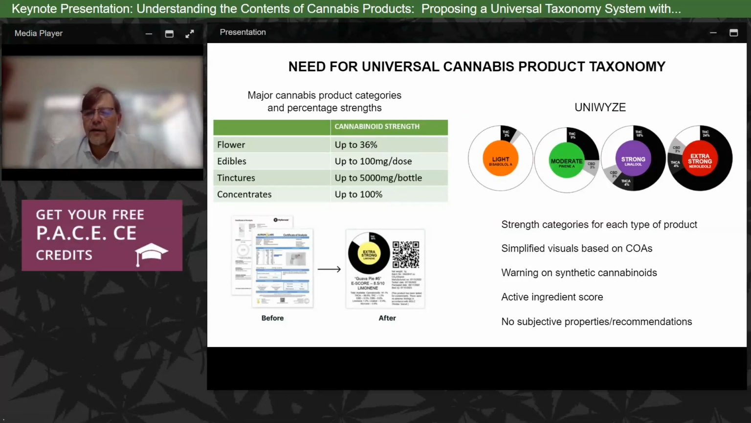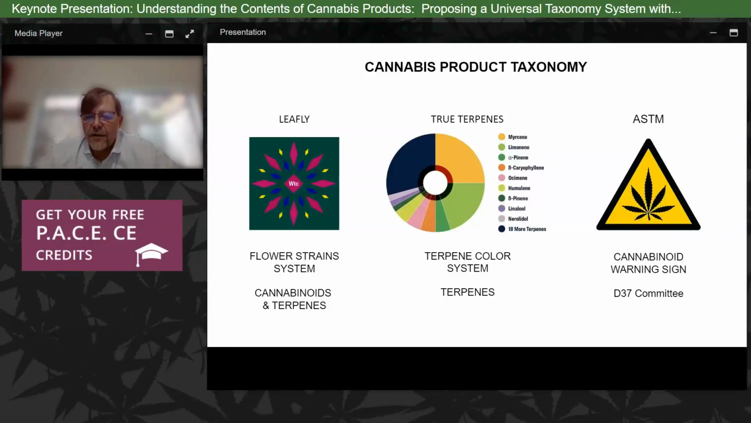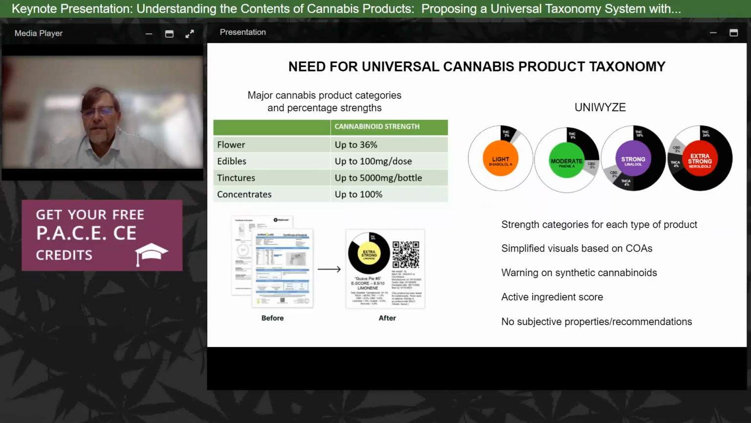We have strength categories, and we need a simplified visual representation rather than complex visual representations. There has to be a warning on synthetic cannabinoids. We must start thinking about producing an active ingredient score that is not based on marketing, but is based on what is in the finished product, based on the certificates of analysis. What are the active ingredients in there? What are the attributes of these active ingredients?